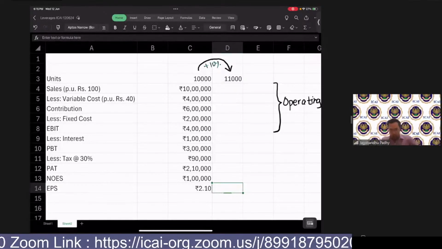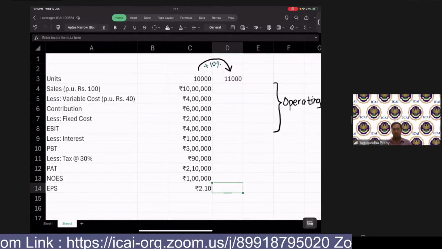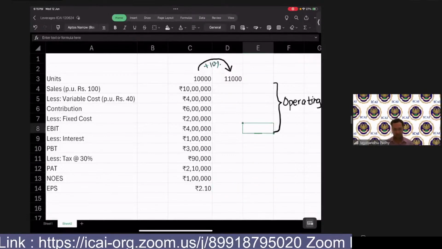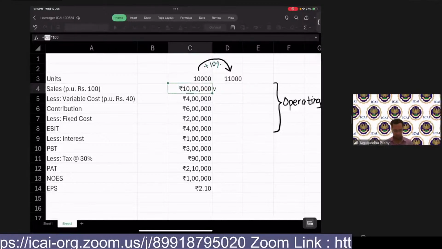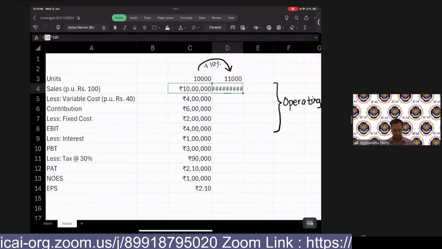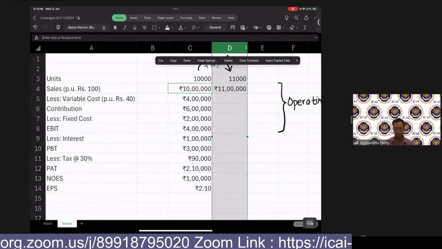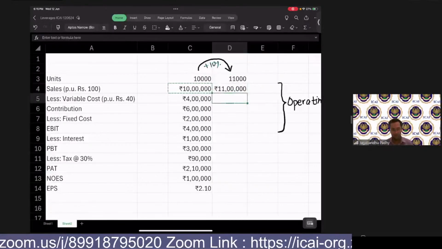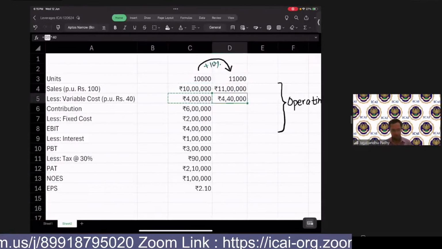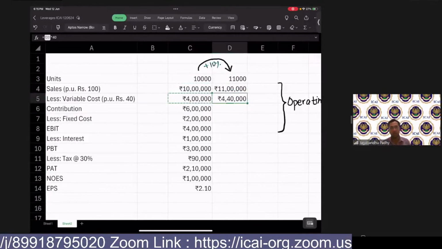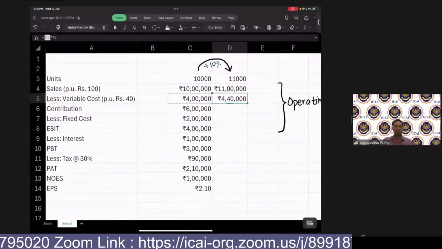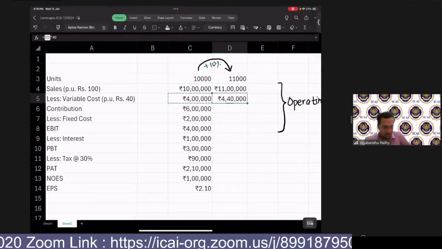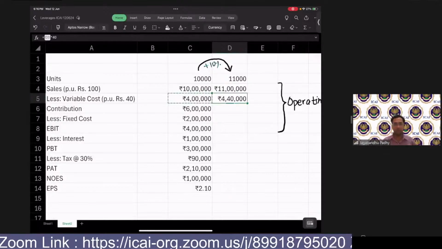Yes. What's the EPS figure, everyone? Then the sales will be 11 lakh, right? Variable cost is going to be 4 lakh 40 because each unit is going to cost the same variable cost. So variable cost will be 4 lakh 40.